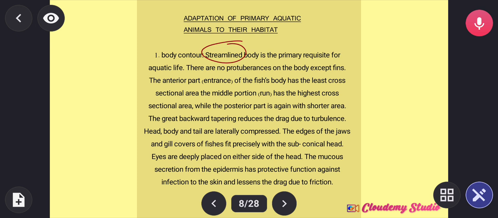As well as their eyes. The eyes are deeply placed on either side of the head, and they produce mucus from the epidermis, which serves as a protective function against infection to the skin and lessens the drag due to friction. I think I've explained the function of mucus in agnathans, which is lamprey. Because of this mucus that they produce, it is not easy for infection to land on their body, and also it is like a grease, like an oil. Just like when you want to make something smooth, you apply oil. So, like an oil, it reduces the drag due to friction. This is their first adaptive feature.